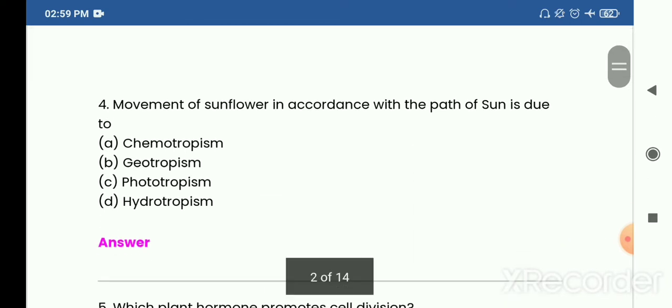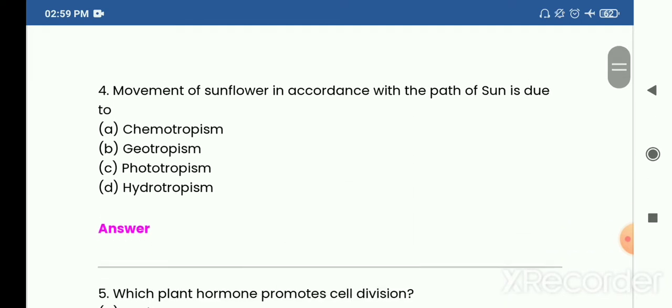Next, question number 4. Movement of a sunflower in accordance with the path of the sun is due to chemotropism, geotropism, phototropism, or hydrotropism. So here the answer is option C, that is phototropism. I already told you the definitions of all four options. The answer is phototropism because the sunflower moves according to the sunlight.